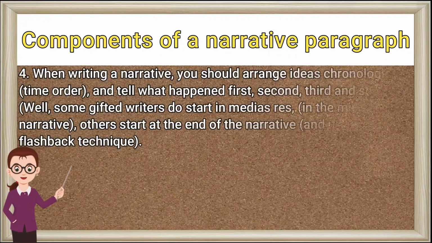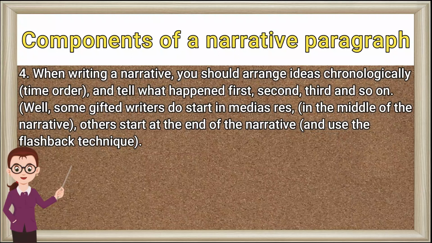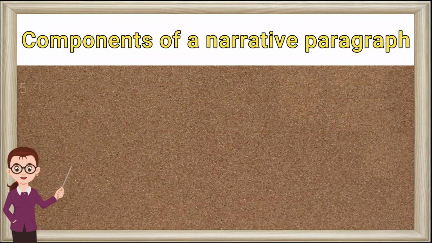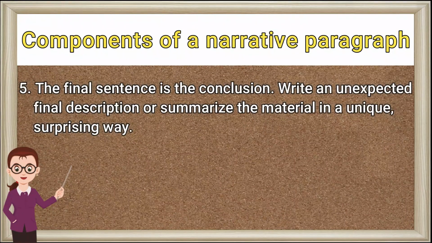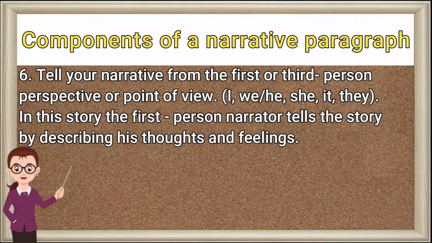4. When writing a narrative, you should arrange ideas chronologically in time order and tell what happened first, second, third, and so on. Well, some gifted writers do start in medias res, in the middle of the narrative. Others start at the end of the narrative and use the flashback technique. 5. The final sentence is the conclusion. Write an unexpected final description or summarize the material in a unique, surprising way.